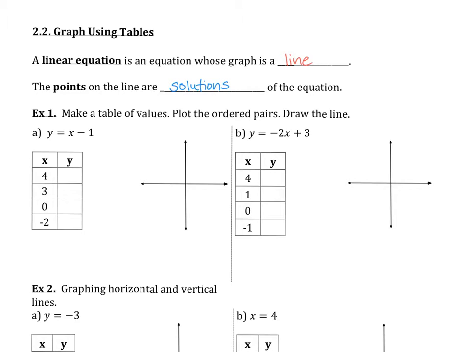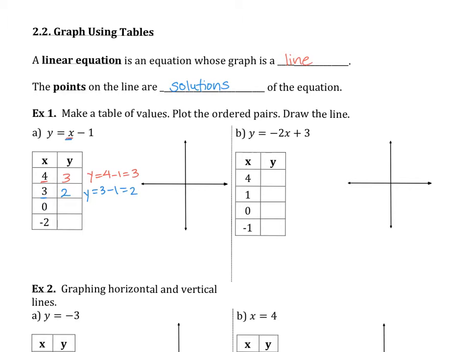If I look at y equals x minus 1, for the first row in the table, it says x equals 4. So I'm going to plug in y equals 4 minus 1, which equals 3, which means that 3 goes in this column. Then I'm going to go to the next x value. They give me x is 3, so I plug in 3: 3 minus 1 gives me 2, so I get a 2 here.